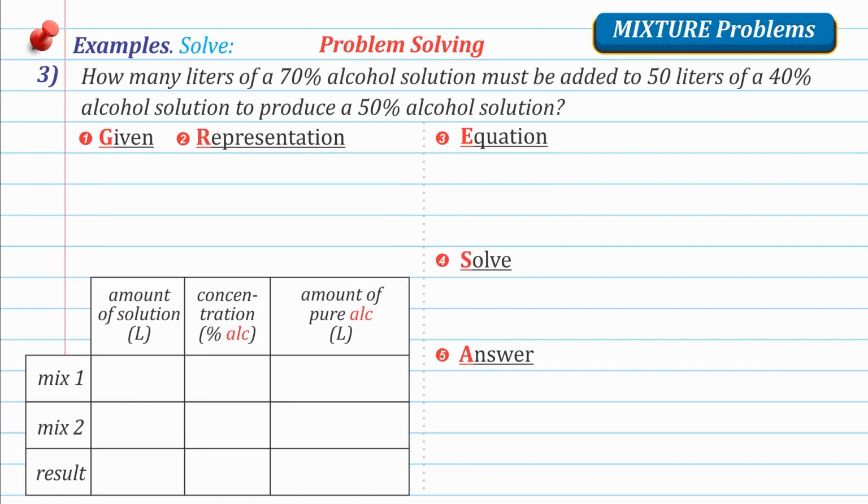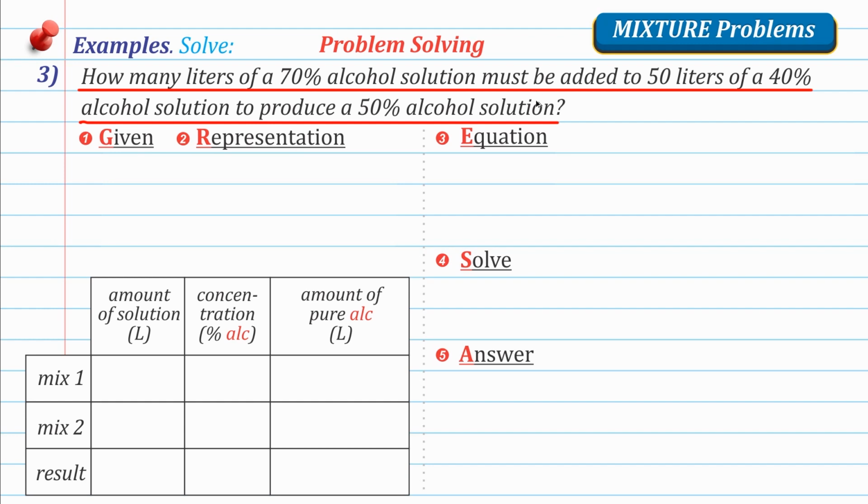Let's look at this third example. Please follow as I read the problem. How many liters of a 70% alcohol solution must be added to 50 liters of a 40% alcohol solution to produce a 50% alcohol solution? Now, ang daming given, di ba? So, don't worry. We'll try to analyze this and organize this in a table mamaya.